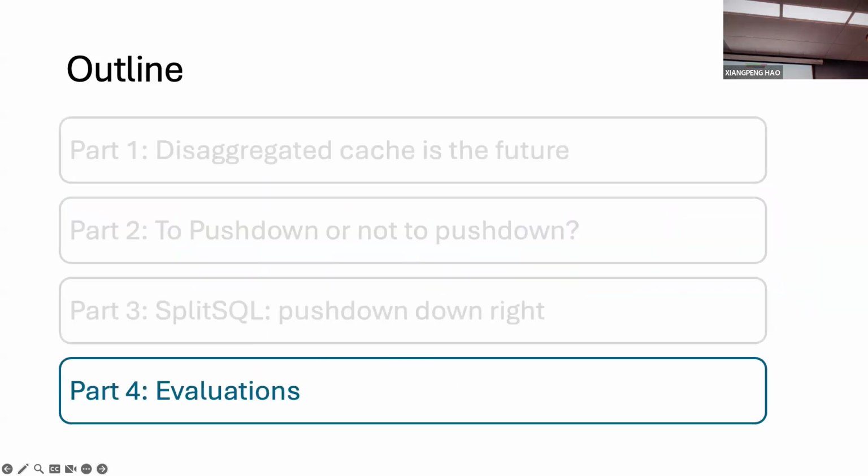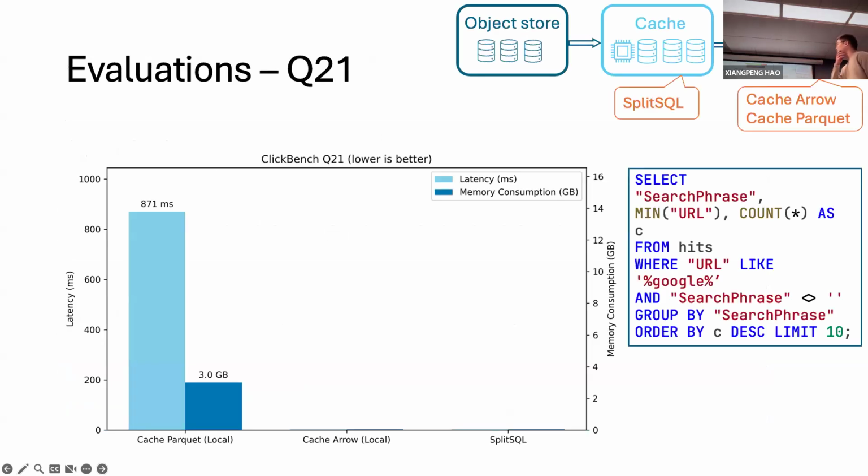The last part is evaluations. So this is query 21, and we actually have shown this before. In our case, we have our system, Pretty SQL, and we have caching Arrow and caching Parquet as our two baselines. Basically, before our system, we had to make a trade-off between caching Arrow and caching Parquet. Query 21 looks like this. It basically boils down to: I want the sum of the columns with some filters. The filters are cheap, and those are heavy group-by, sorting, compute-heavy operators.